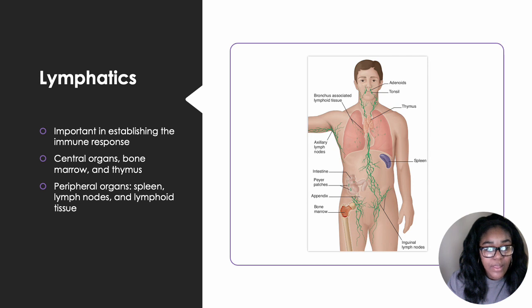You'll notice in this picture there are several areas located in the human body for the immune response to start developing. You have central organs such as the bone marrow and the thymus, and then you have different ancillary organs or your peripheral organs. You'll see the spleen, you have lymph nodes and lymphoid tissue. All of these work together to help with the immune response.